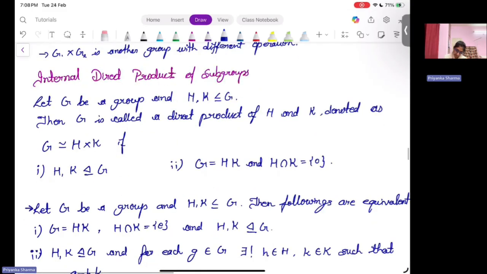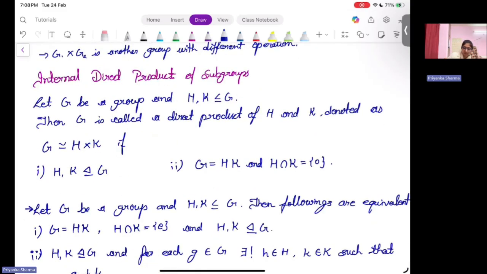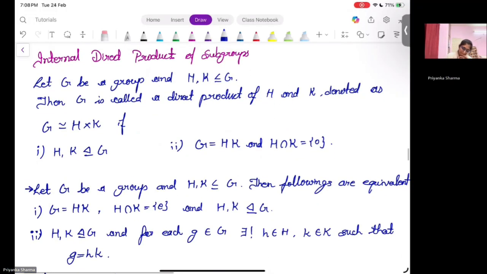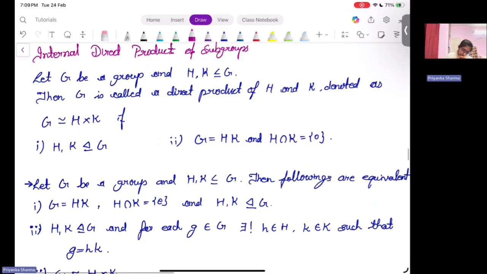Now, what is the internal direct product? The internal direct product we define for subgroups, not for groups, because we need to fix the operation. That's why we start with a group G and we consider two subgroups in it, say H and K. Then G is called a direct product of H and K.